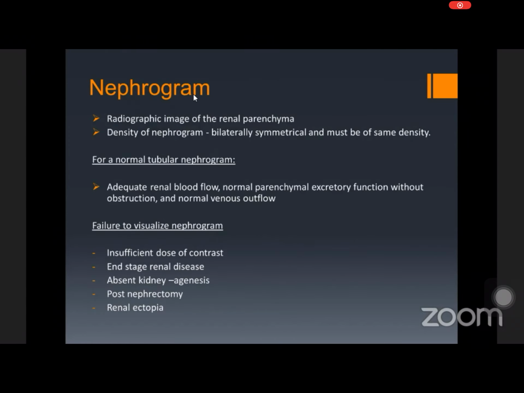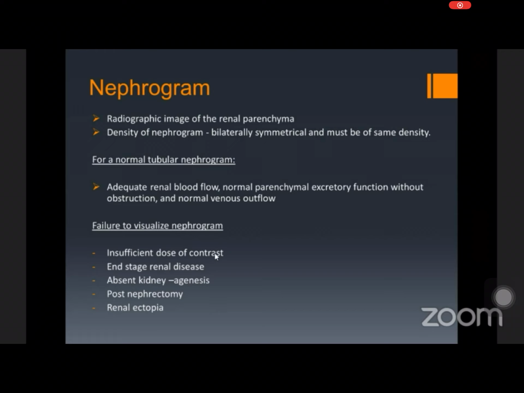Coming to the nephrogram, a nephrogram is nothing but the radiographic image of the renal parenchyma. What we see in a nephrogram is that the density should be bilaterally symmetrical, and they must be of equal density. For a normal nephrogram, three things are required. One is adequate blood flow to the kidney, the second important parameter is normal excretory function of the kidney without obstruction, and the third parameter is normal venous outflow.